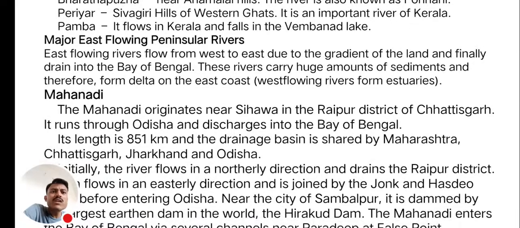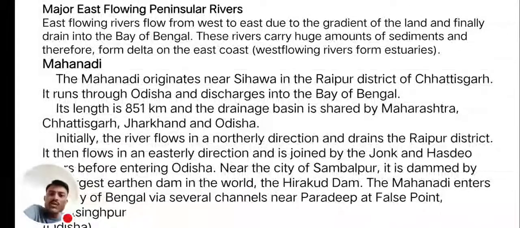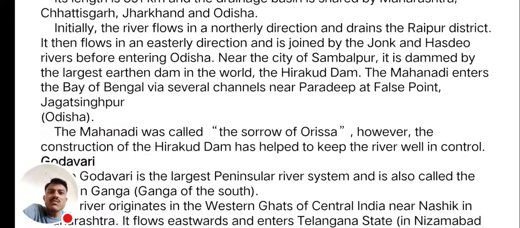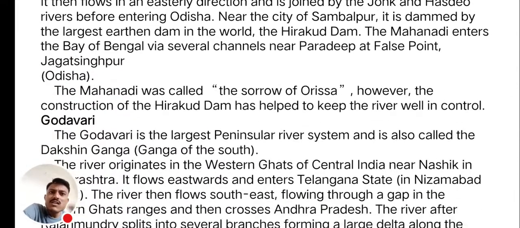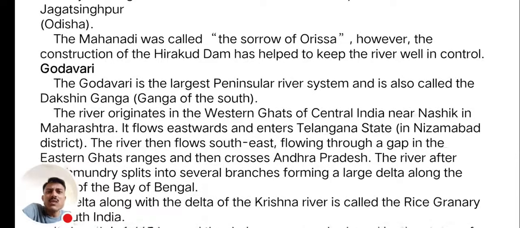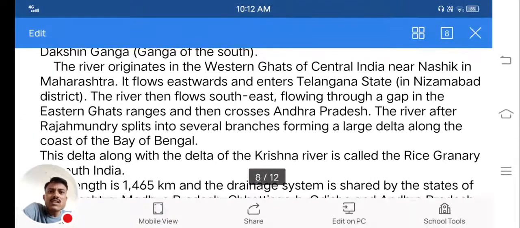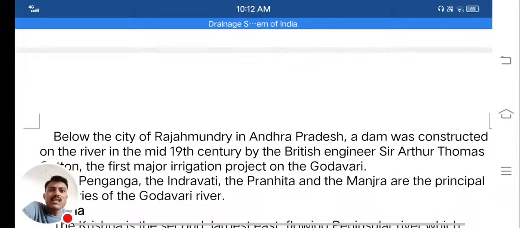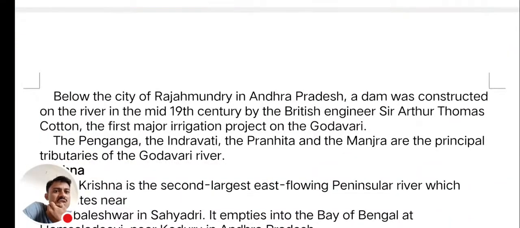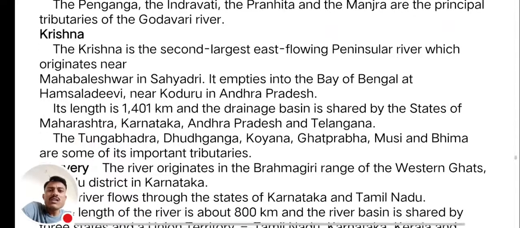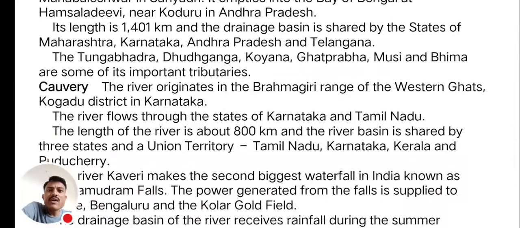Major east flowing peninsular rivers. Now major east flowing rivers, which are going to the Bay of Bengal, are the Mahanadi, its origin, from which state it is going, its tributaries, everything is there. Now Godavari, its length, area, which states, tributaries, everything. Why it is called Dakshin Ganga, its length and which states it is going through. Dams are also covered. After Godavari, there is the Krishna river, then the Kaveri river.